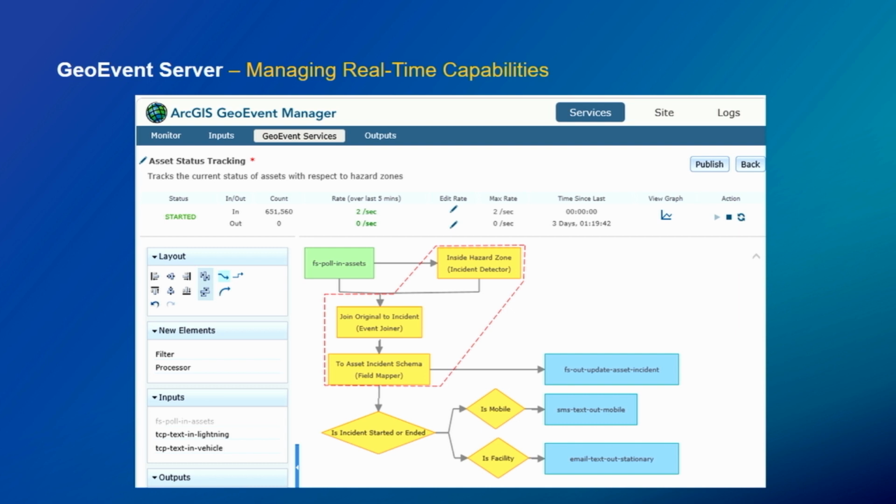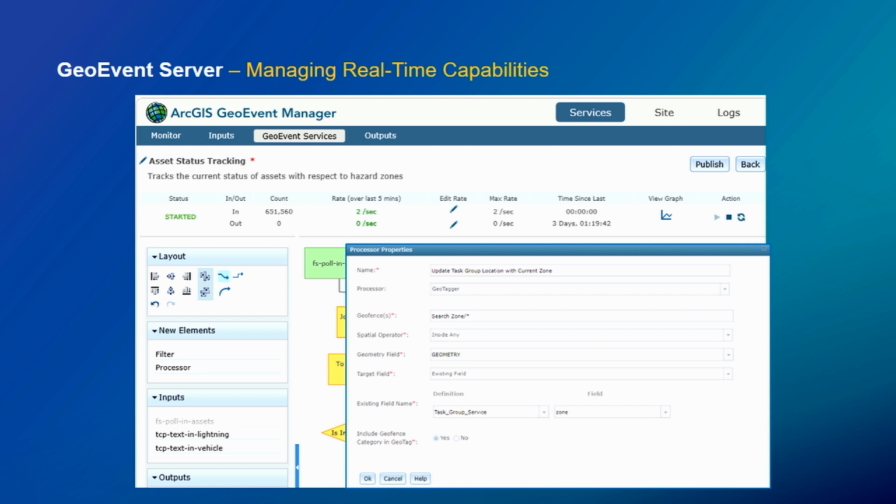The yellow squares, rectangles here are processors. So these are going to be doing things like field mapping or field calculator or something like that. And then finally, the blue rectangles are going to be outputs. So this is where you're going to be sending your data, whether it's a text message or a feature service or some other external service. And each one of these is backed by a number of properties and parameters that you can use to configure the components so that they do exactly what you need.